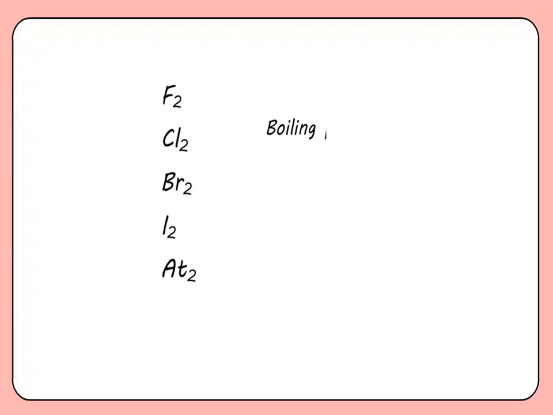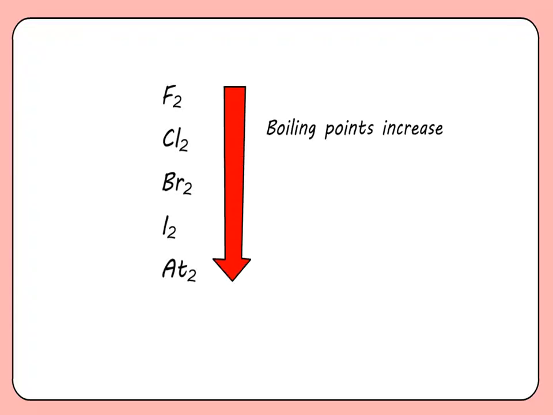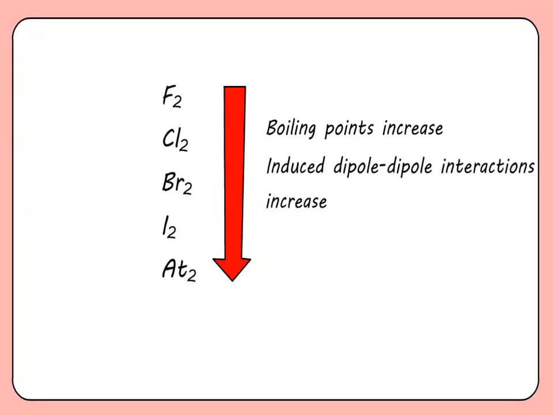The boiling points of halogens increase going down the group due to increased induced dipole-dipole interactions, or London forces as they are also known. These forces increase because the number of electrons increases as you move down the group.